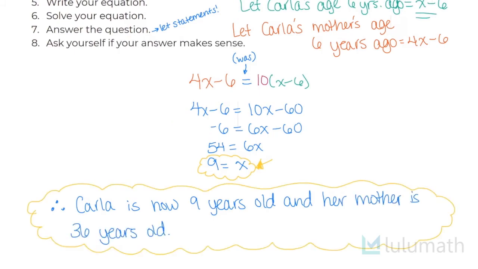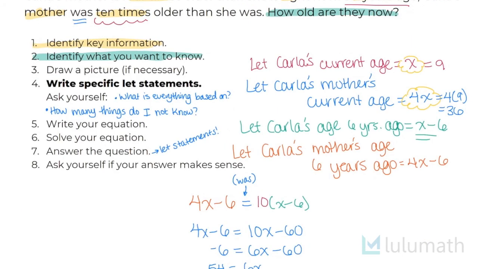And of course, we always have to ask ourselves, does this make sense? So if we get Carla's 9 and her mother's 36, this seems pretty probable because these values are numbers that make sense for ages. The mother's older than the daughter. If we end up getting that the daughter's older than the mother, then maybe something isn't right here either. But also, I can go back into my let statements and figure out how old their ages were 6 years ago and see if that works out for us.